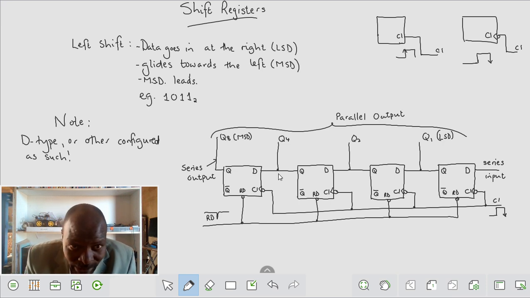So this is the one case where we are shifting our information to the left. This is our left shift. The alternative is to do a right shift.